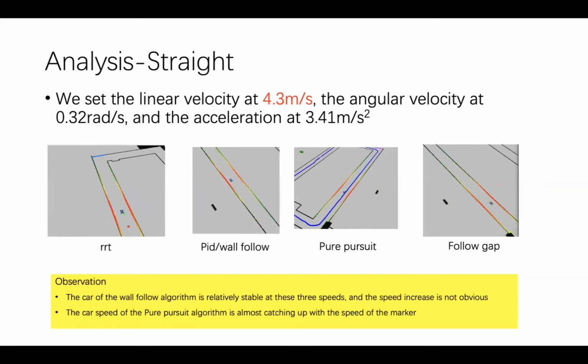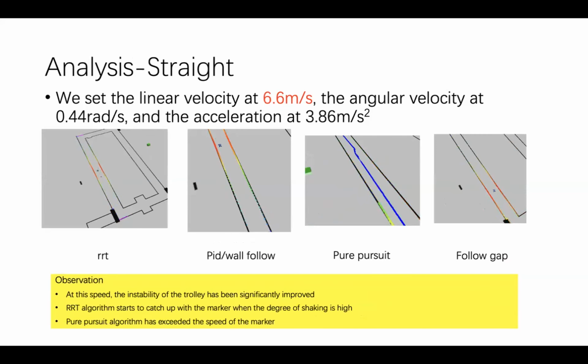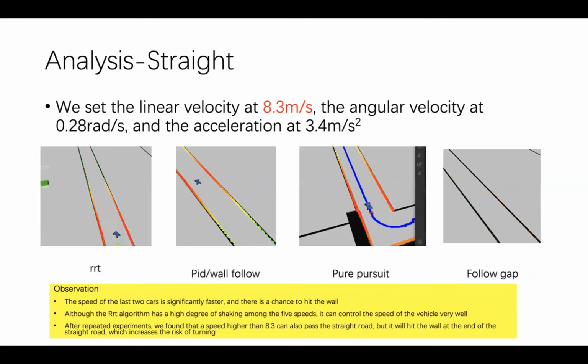And then we increase again to 4.3 meters per second. The car of the wall follower algorithm can still maintain relatively stable, and the speed increase is not very obvious here. And the car speed of the pure pursuit algorithm is almost catching up with the speed of the marker. The maximum speed we now achieve is 6.6 meters per second. At this speed, the instability of the car can be seen to be significantly increased here. The RRT algorithm starts to catch up with the marker while the degree of shaking is high, and the pure pursuit algorithm has exceeded the speed of the marker. This is the maximum velocity we test here.